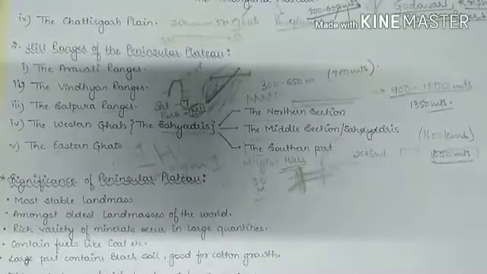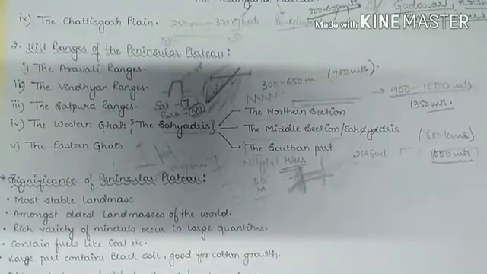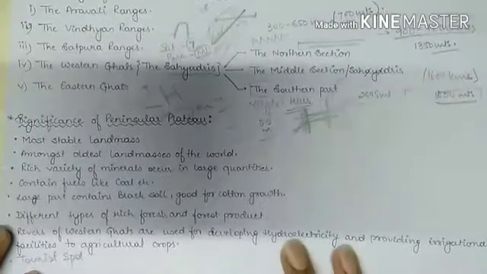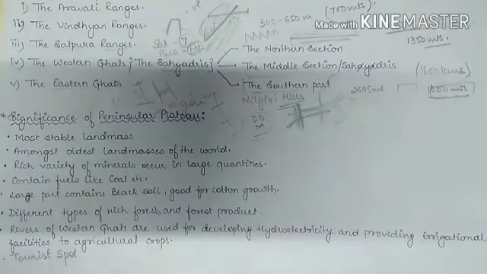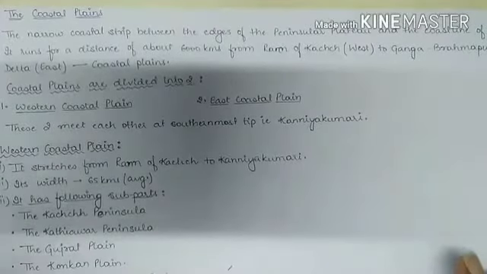So this was about Peninsular Plateau. Now we will look into the coastal plains. Okay. So these were the significance of Peninsular Plateau. Now we will look into coastal plains. So the coastal plains, they are a narrow coastal strip between the edge of Peninsular Plateau and the coastline of India.